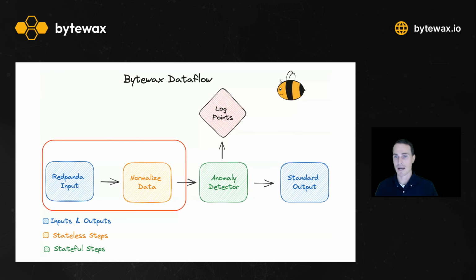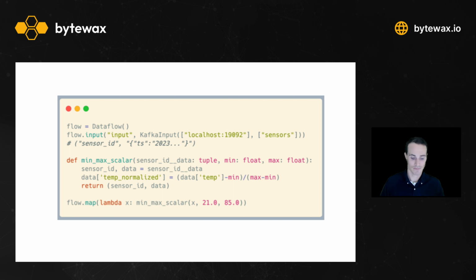So you can see what the code looks like here. It's pretty straightforward. With the Bytewax API, you have just normal Python code and a couple Bytewax objects. To start with, we create a data flow object. And then the data flow object has many different methods, and those methods are operators. So it's how you control the flow.